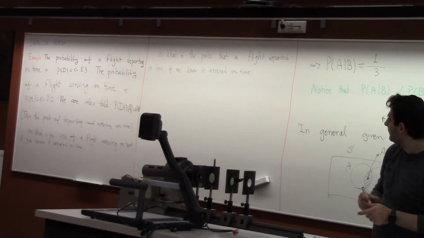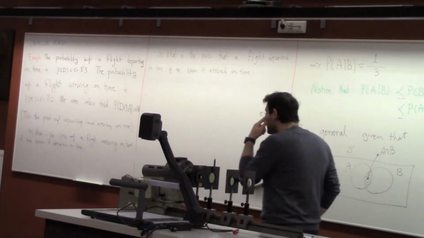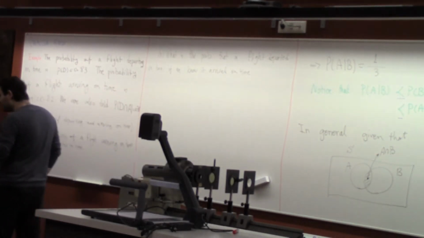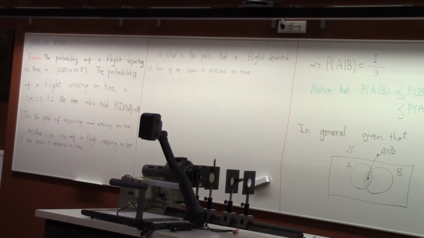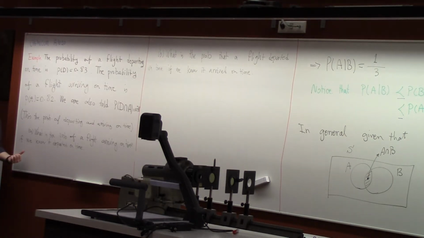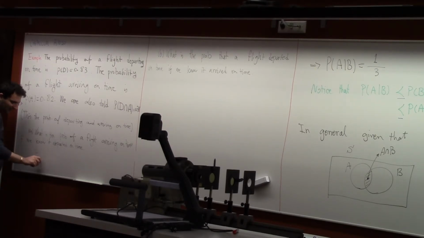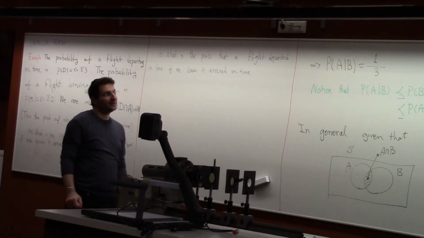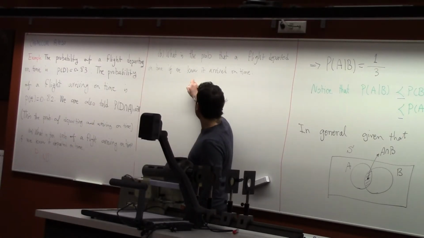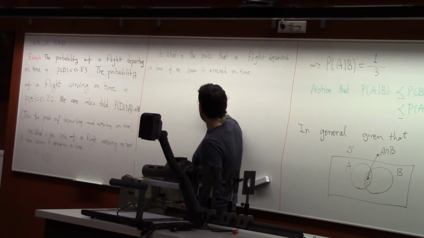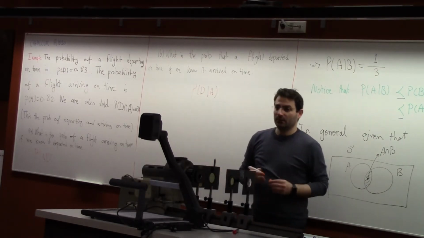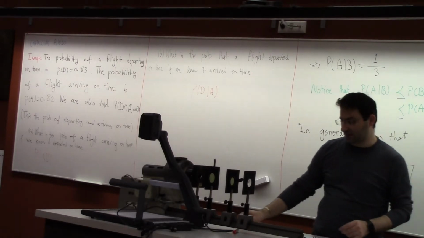So here we have two events, A and D, and we know the intersection of them. In the first part we want to know the probability of the flight arriving if the departure is on time. In other words, what is the probability of A given D? And in part B, what's the probability of the flight departing on time, given that it arrives on time. Okay, let's say 1 minute. Please try to do it.